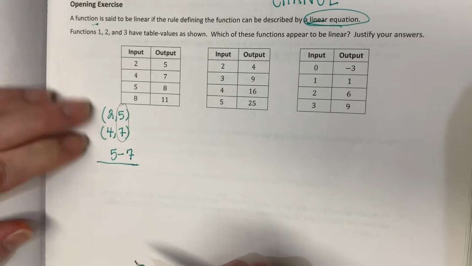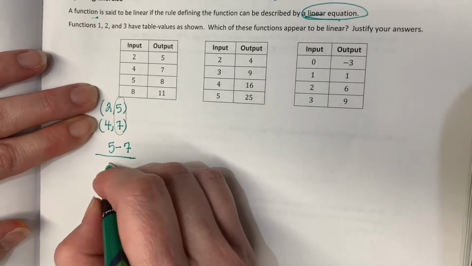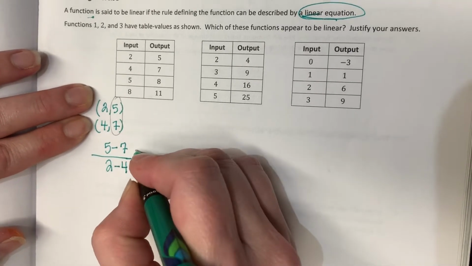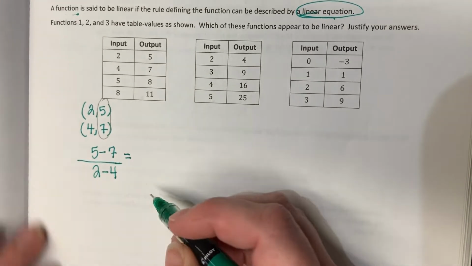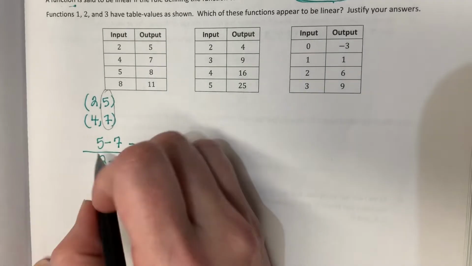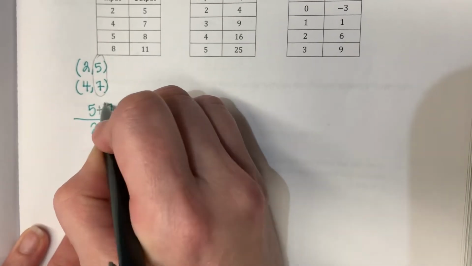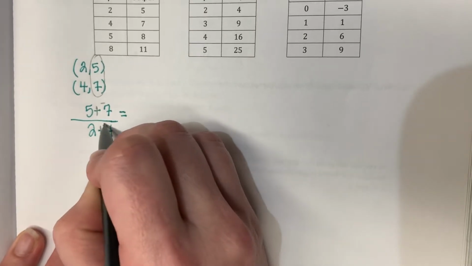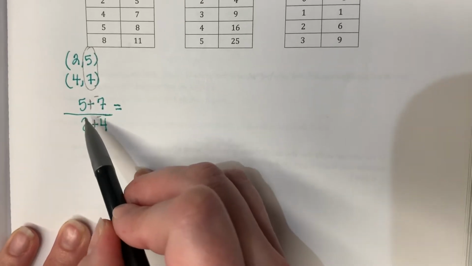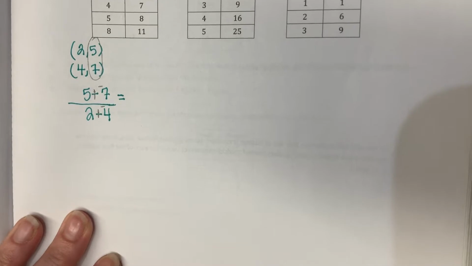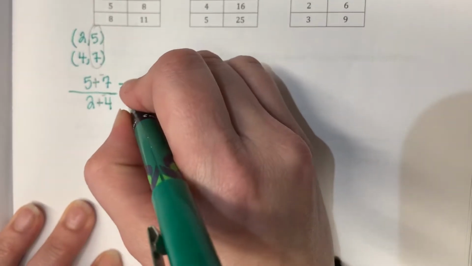Then we're going to take the first two numbers, 2 and 4, and subtract those in the denominator. So what's 5? Subtraction is dead, right? Yeah. So I add the opposite. Add the opposite. So what's 5 plus negative 7? Negative 2.